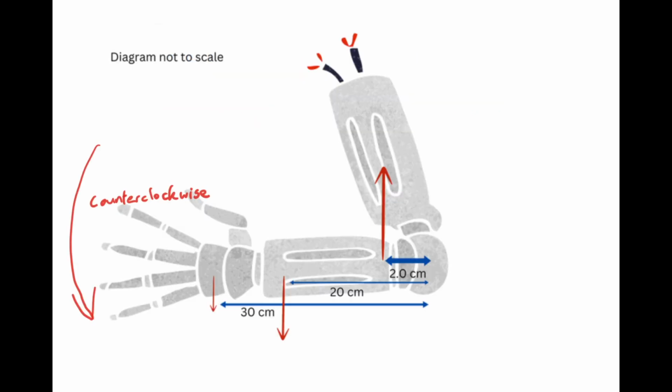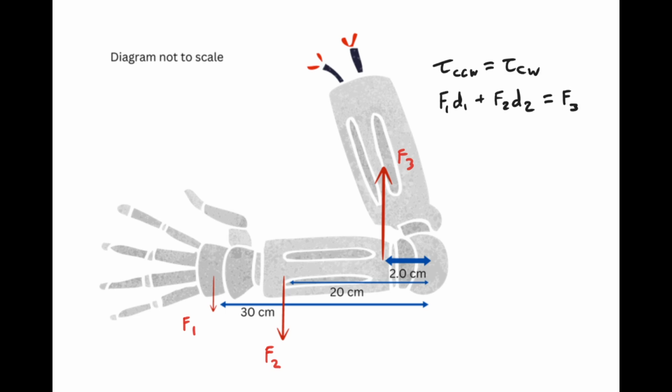In this problem, we have 3 forces involved. 2 of them are in the counterclockwise direction, and 1 is in the clockwise direction. Let's call the weight force of the hand F1 and the weight force of the forearm F2. The force exerted by the pulley can be F3. In this problem, we can write F1 d1 plus F2 d2 equals F3 d3. We need to find F3, so we can just send d3 to the denominator on the other side by dividing both sides by d3. F3 equals F1 d1 plus F2 d2 over d3.